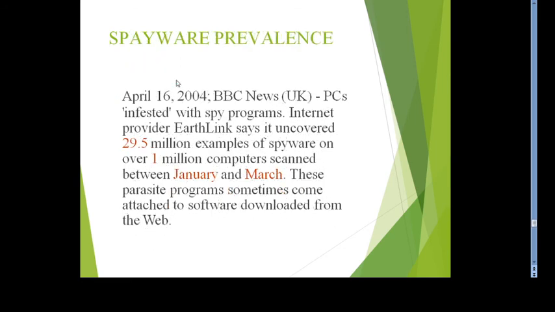Spyware prevalence. One instance happened in the United Kingdom. On April 16, 2004, BBC News reported personal computers infested with spyware programs. The internet provider Earthlink said it uncovered 29.5 million examples of spyware in a scan of 1 million computers between January and March. These parasite programs sometimes come as attachments to software downloaded from the web.